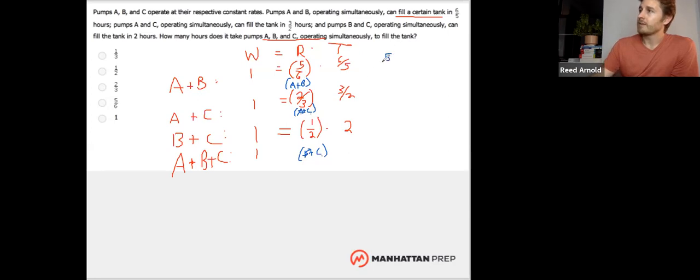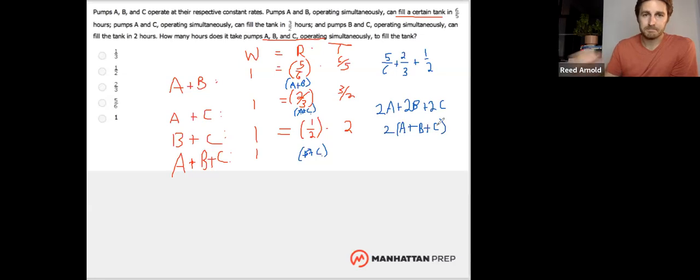If I add 5/6 plus 2/3 plus 1/2, that's like having 2 machine A's plus 2 machine B's plus 2 machine C's, where each variable is the rate of that machine. So what this gives me is 2 times the rate, if I factor out, 2 times the rate of A plus B plus C.